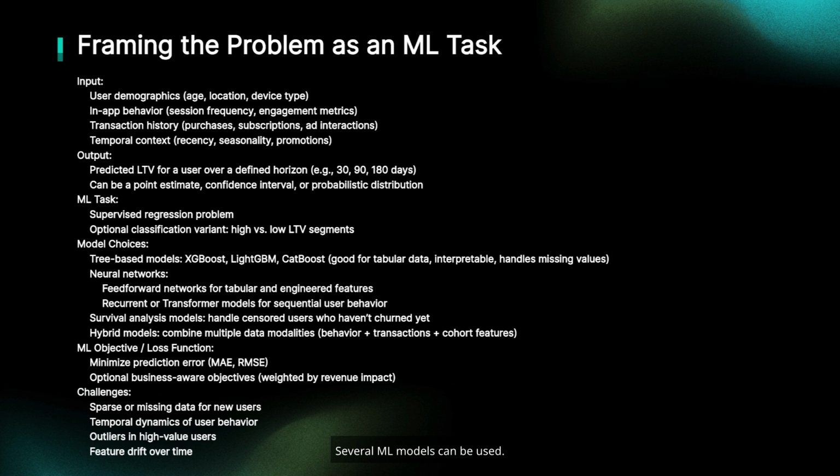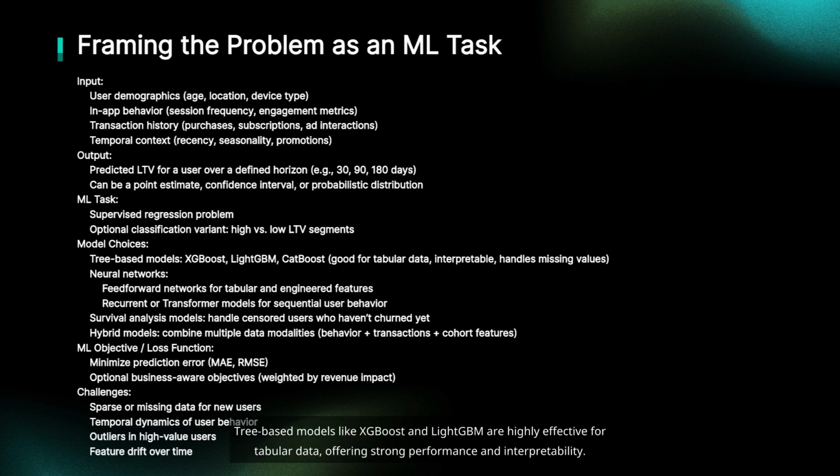Several machine learning models can be used. Tree-based models like XGBoost and LightGBM are highly effective for tabular data, offering strong performance and interpretability. Neural networks, including feed-forward architectures and sequence models like RNNs or transformers, are useful if we want to capture sequential user behavior over time. Survival analysis models help handle censored users who haven't yet churned.